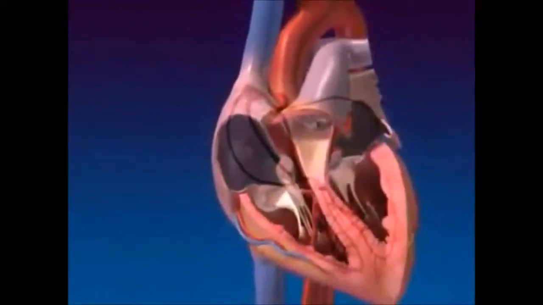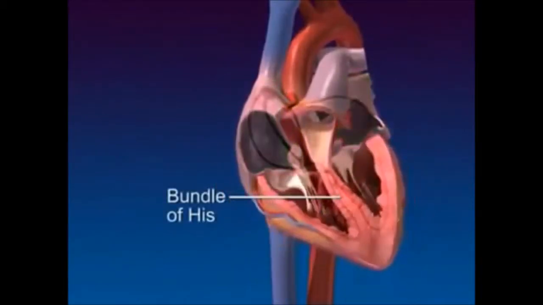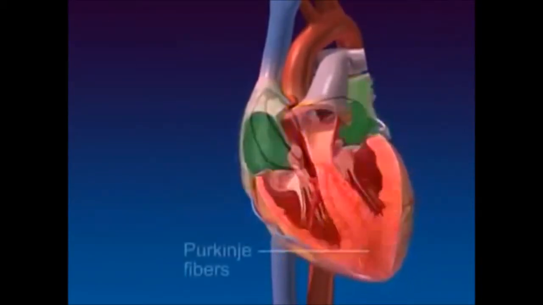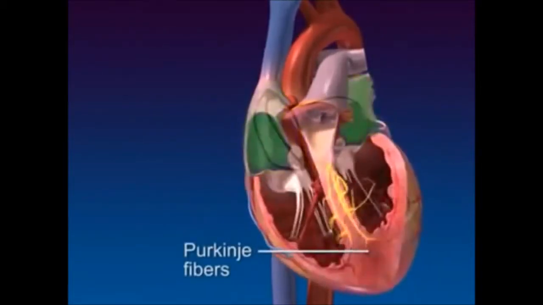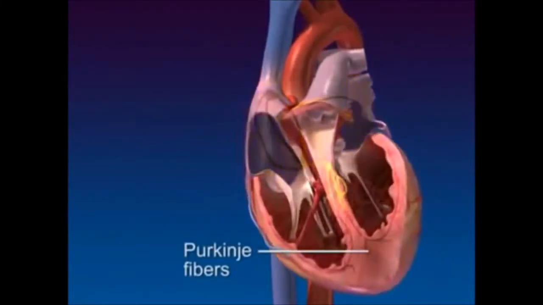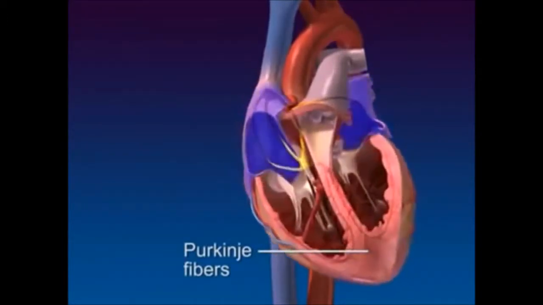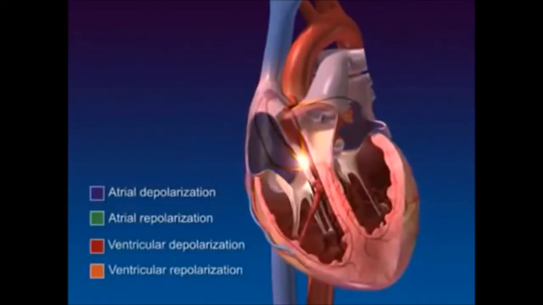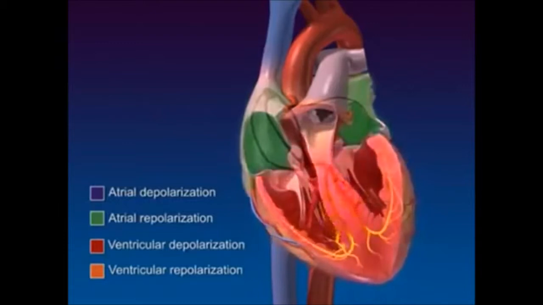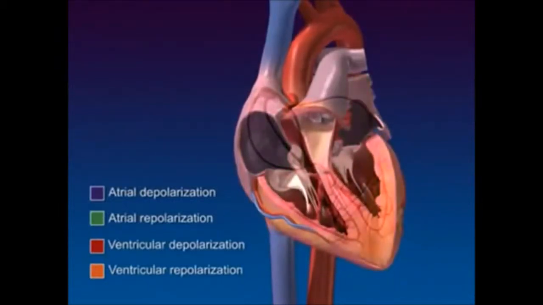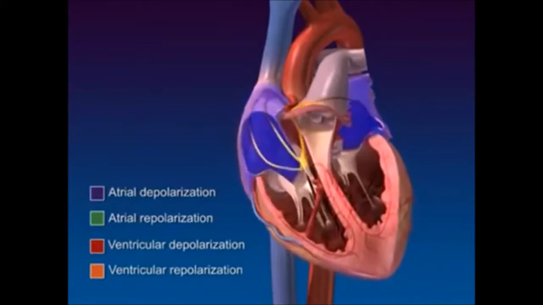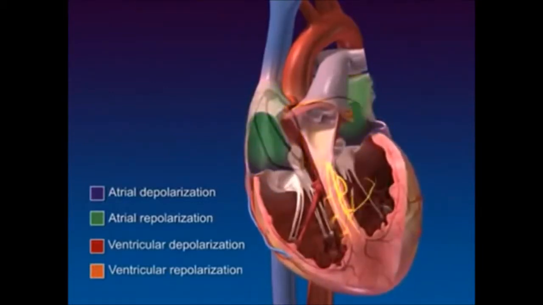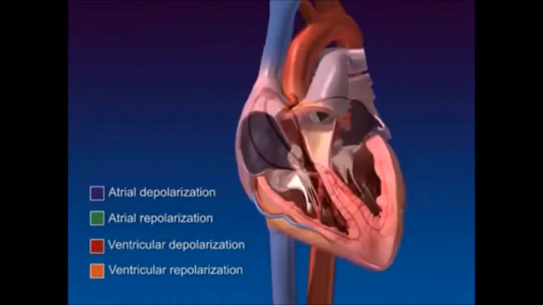The impulse travels quickly through the bundle of His within the interventricular septum. The bundle branches into smaller Purkinje fibers that radiate throughout the ventricular myocardium. Action potentials travel quickly through the Purkinje fibers, then spread to the surrounding ventricular myocytes via gap junctions. Depolarization triggers contraction. Repolarization triggers relaxation. The swift spread of the impulse through the specialized conduction system ensures that the ventricles become excited and contract as a unit. The spread of cardiac electrical activity may be recorded using electrodes placed on the body's surface.